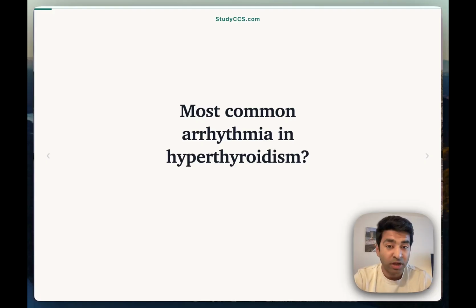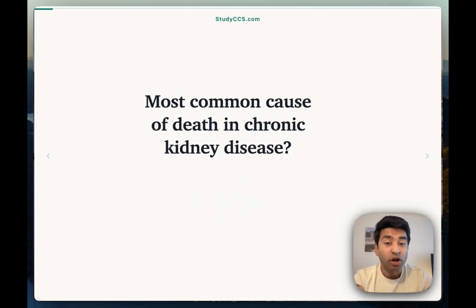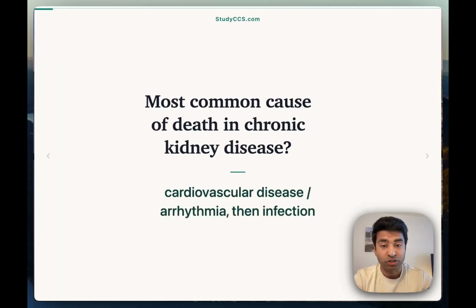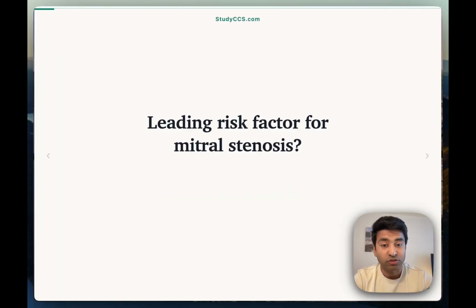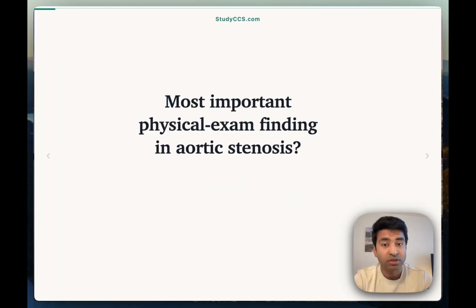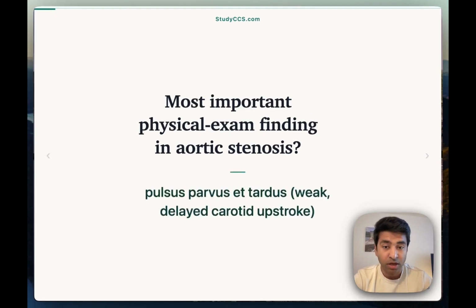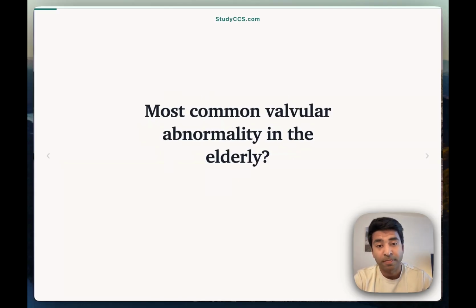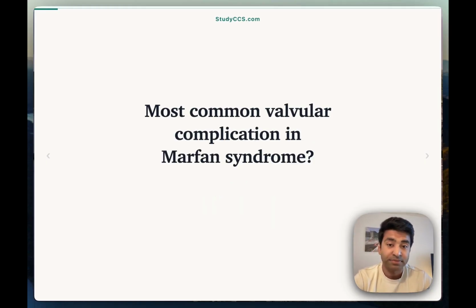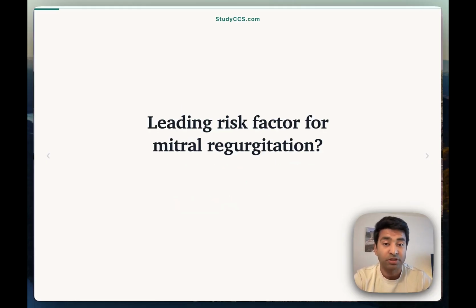Most common arrhythmia in hyperthyroidism is AFib. Most common cause of death in CKD is cardiovascular, arrhythmia, and then infection. Leading risk factor for mitral stenosis is rheumatic fever. Most important physical exam finding in AS is pulsus parvus et tardus. Most common valvular abnormality in the elderly, AS. Most common valvular complication of Marfan's is mitral valve prolapse. Leading risk factor for mitral regurgitation is also mitral valve prolapse.